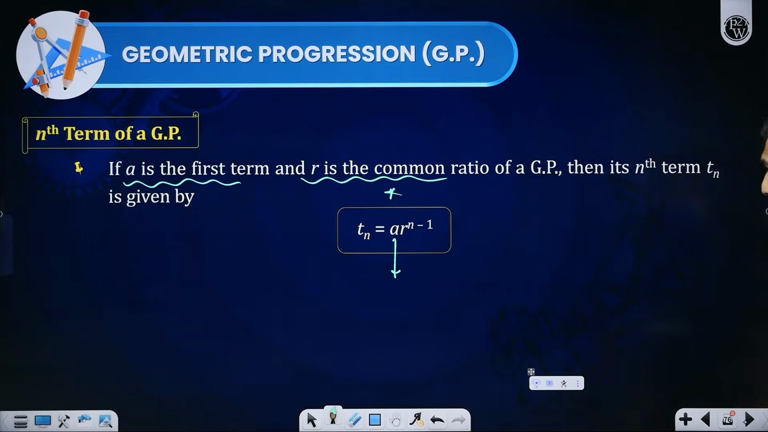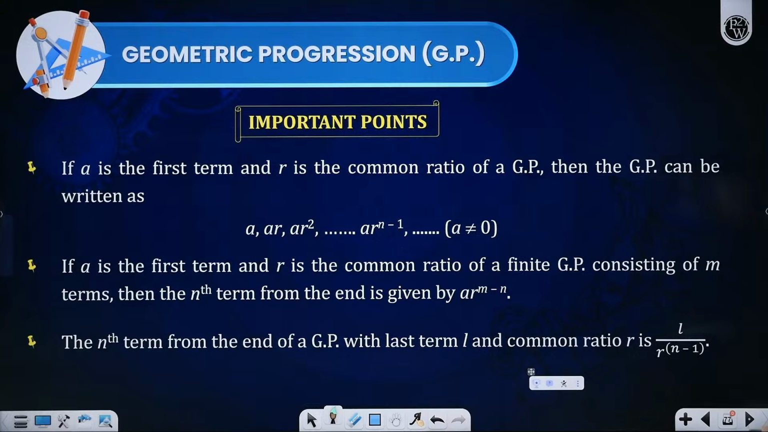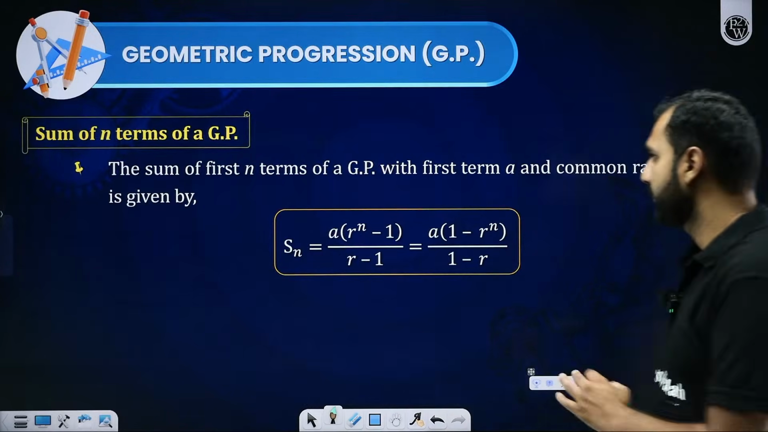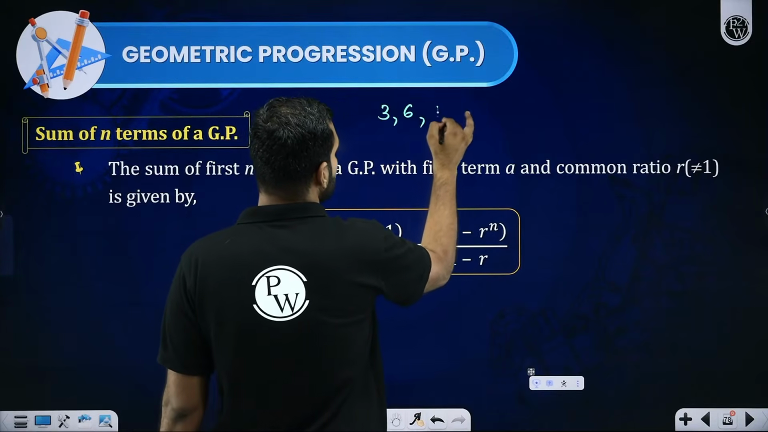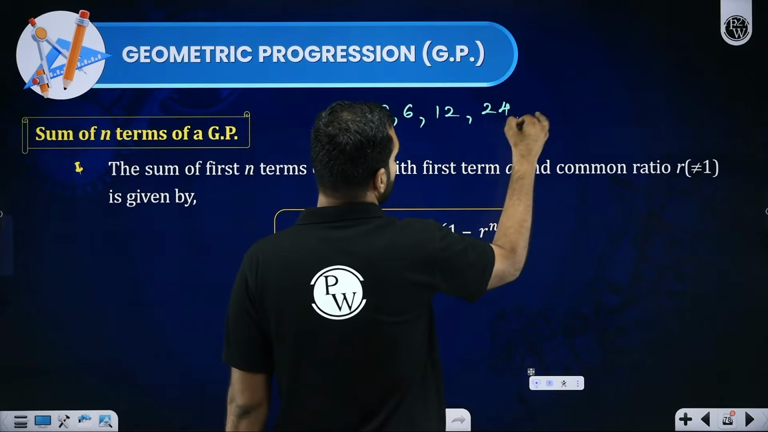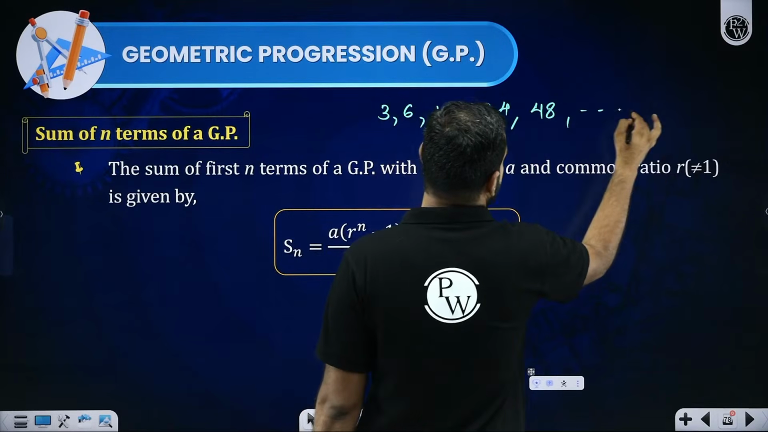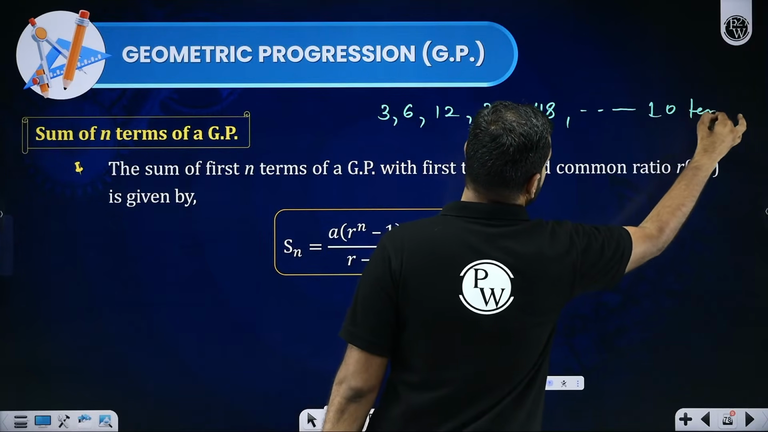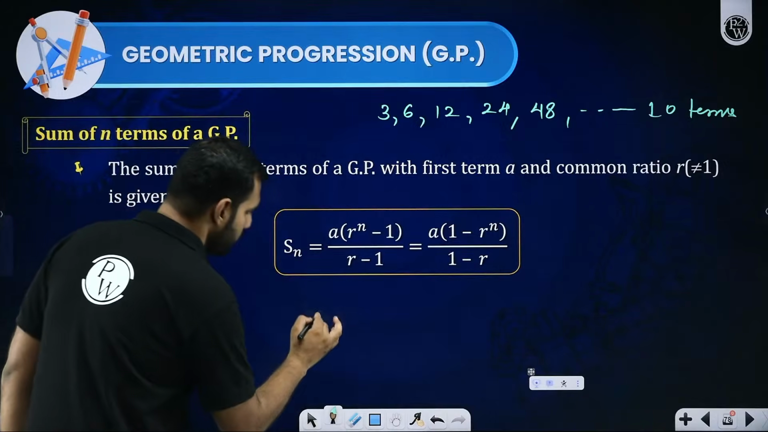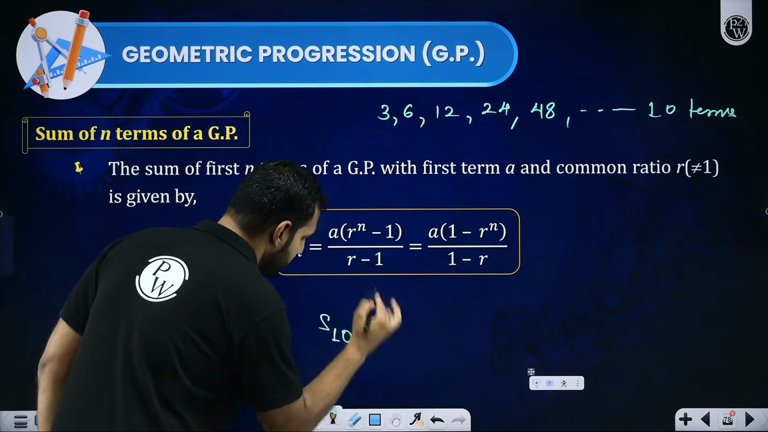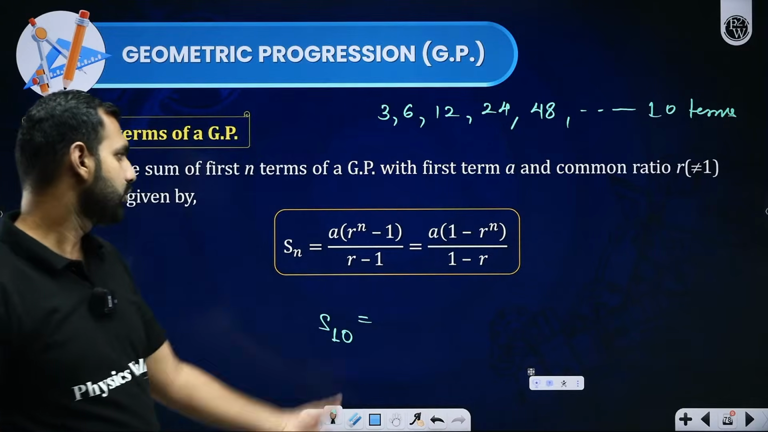Now there is something really interesting and important which you should pay attention to. Let's say there is a GP like 3, 3 into 2, 6, 6 into 2, 12, 12 into 2, 24, into 2, 48, and so on. And there are 10 terms. If I want to calculate the sum of 10 terms of this GP, I can use either this or this.